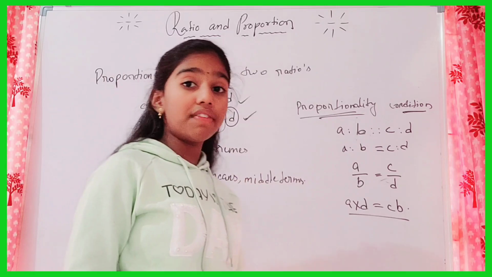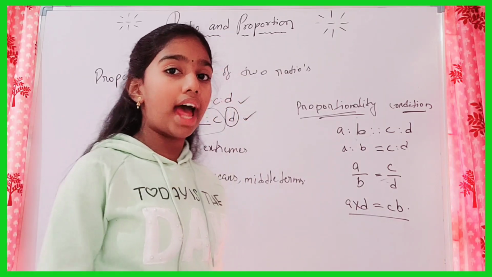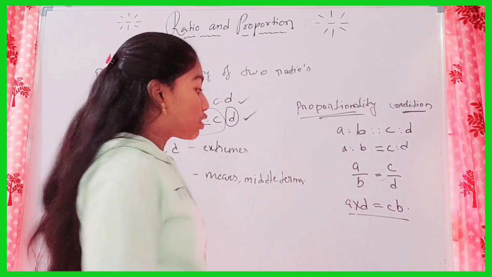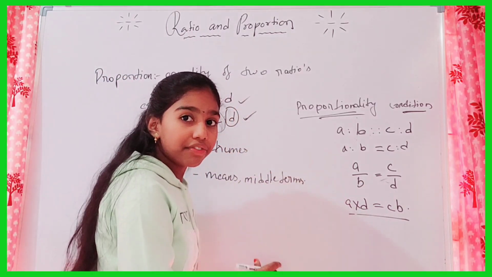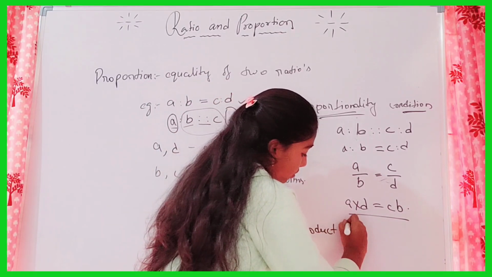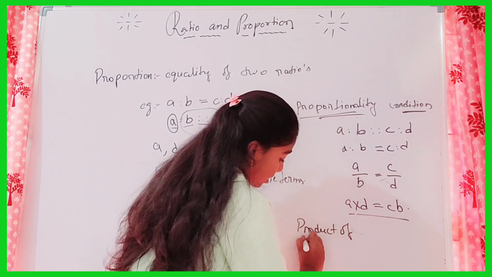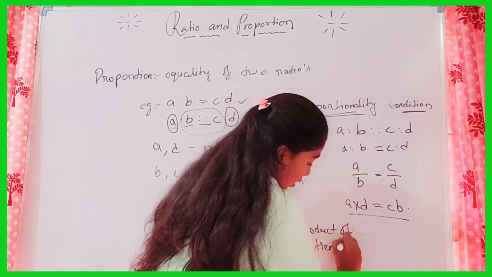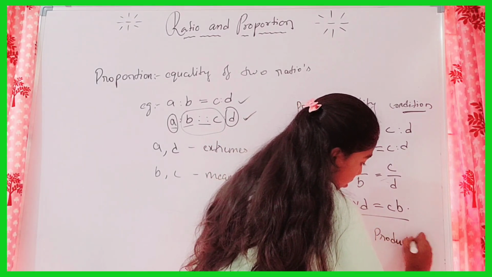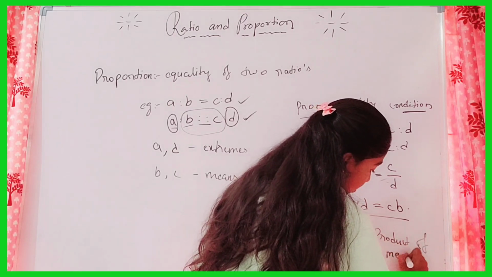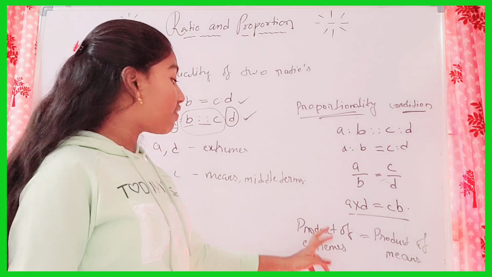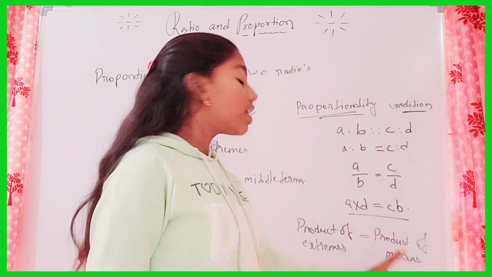If you observe it clearly, then you can find that A and D are the extremes and B and C are the means. So the main formula is: product of extremes is equal to product of means. Okay, this is the formula. Product of extremes is equal to product of means.